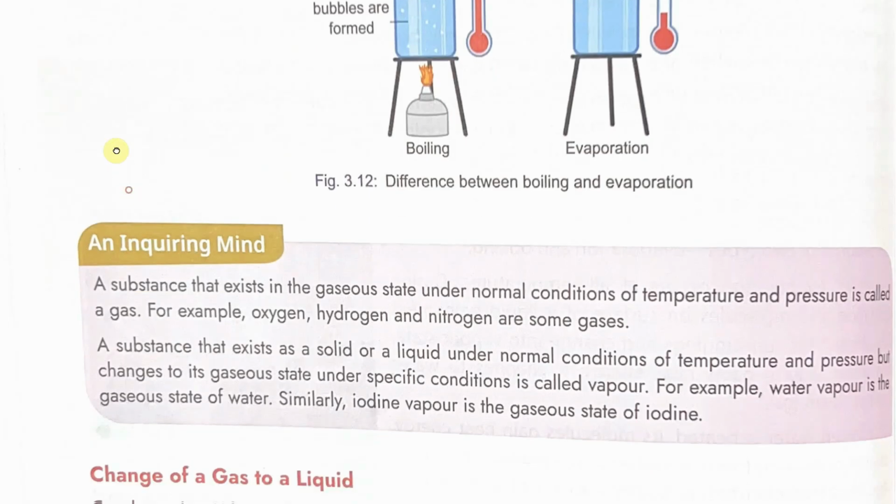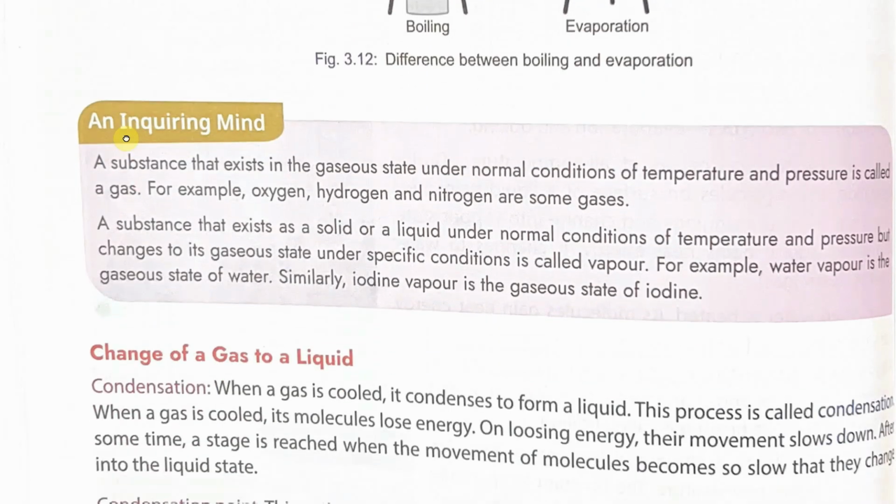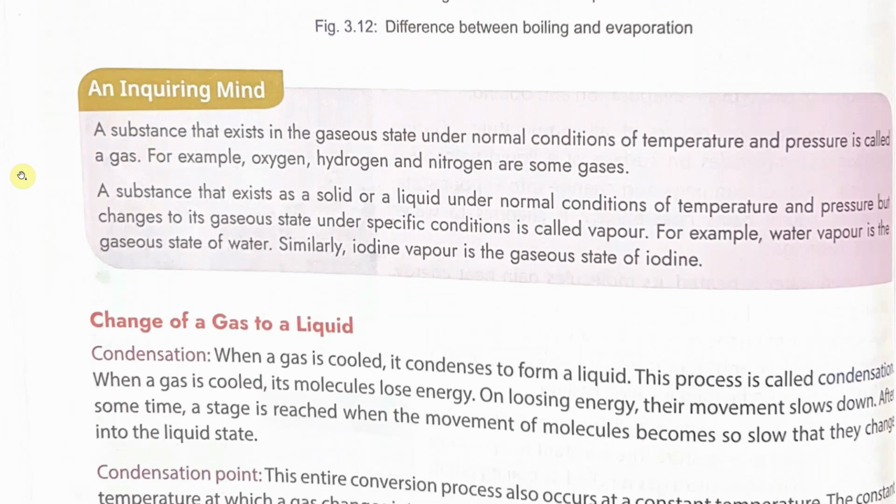Now, a substance that exists in the gaseous state under normal conditions of temperature and pressure is called a gas. For example, oxygen, hydrogen, and nitrogen are some gases. A substance that exists as a solid or liquid under normal conditions of temperature and pressure but changes to its gaseous state under specific conditions is called vapor. For example, water vapor is the gaseous state of water. Similarly, iodine vapor is the gaseous state of iodine.